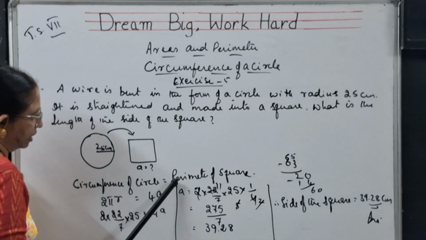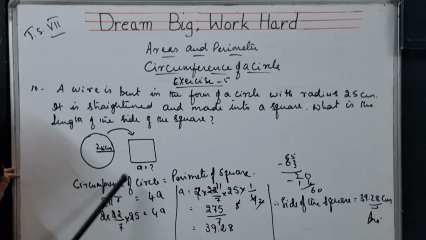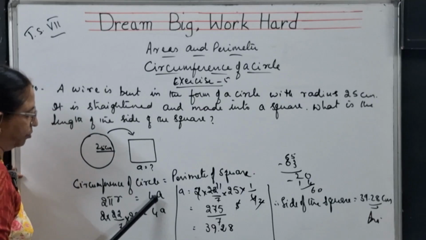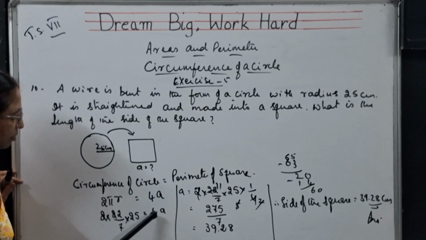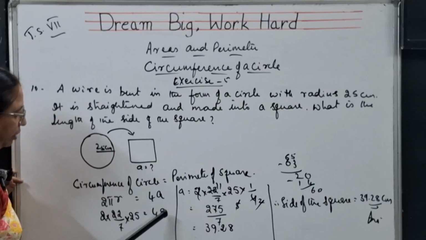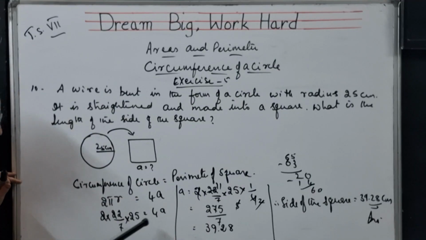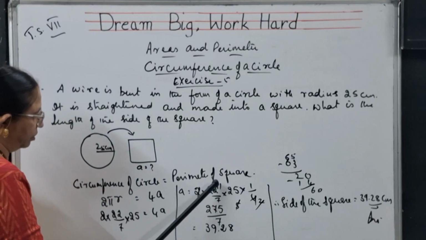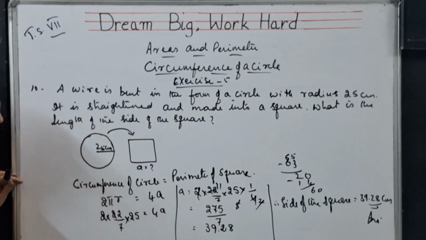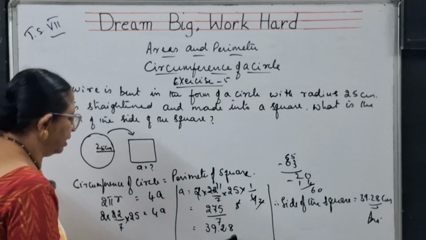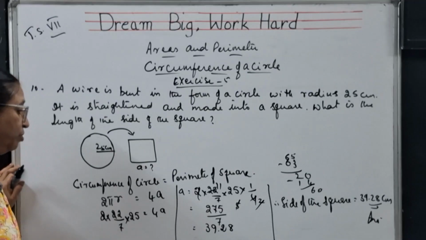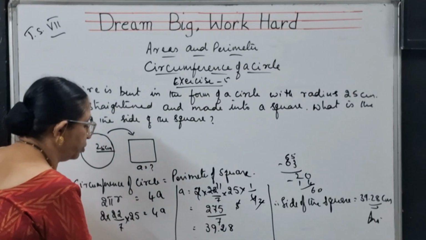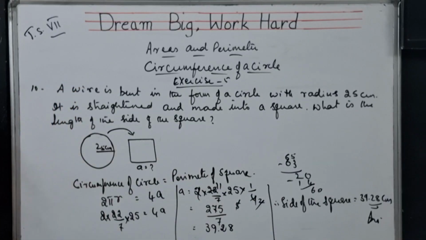So the circumference of a circle is the perimeter of a square. That is, circumference of a circle 2 pi r is equal to 4a, the perimeter of a square. 2 into 22 by 7 into 25 is equal to 4a. You want a, so you have to send this 4 here. When you send 4 here, you have to write the reciprocal. Remaining as it is, we write 2 into 22 by 7 into 25 into 1 by 4. On simplifying, I got the side as 39.28 centimeters. So the side of the square is 39.28 centimeters. Please note it down, children.